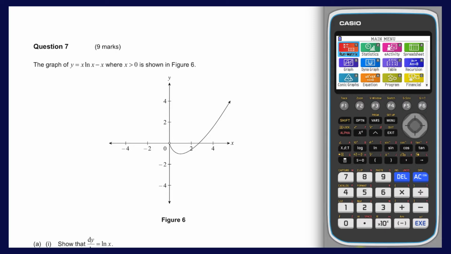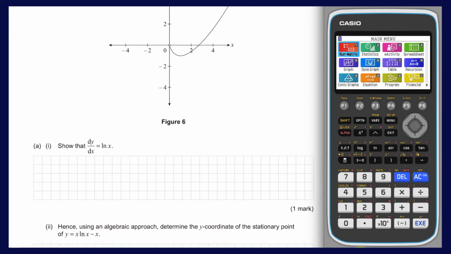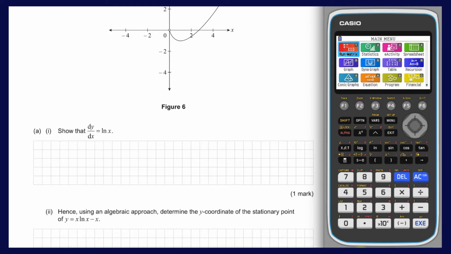So we start off with the graph of y equals x ln x take x, as shown in figure 6. And we're first asked to show that the derivative of that, dy/dx, is equal to ln x. So I'm going to do that with some straightforward product rule. dy/dx will be equal to 1 times ln x plus x times the derivative of ln x, which is 1 on x, minus the derivative of x, which is 1. So that gives us ln x plus 1 minus 1, which equals ln x as required. So that's A part 1 done.